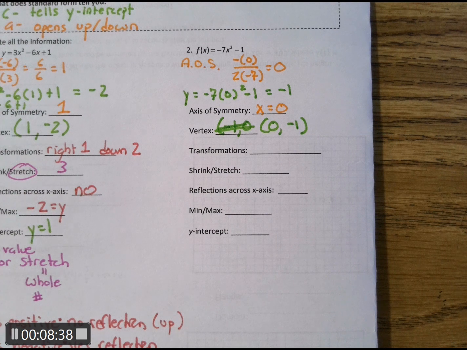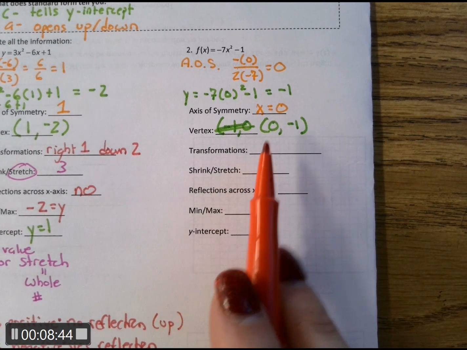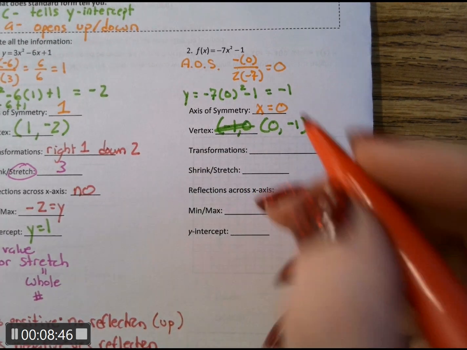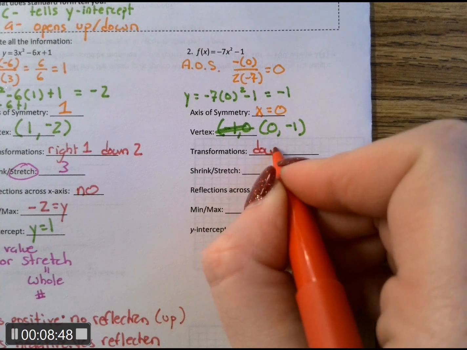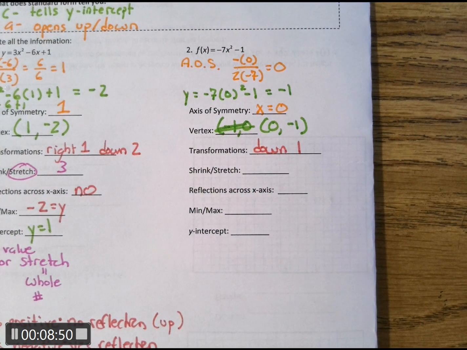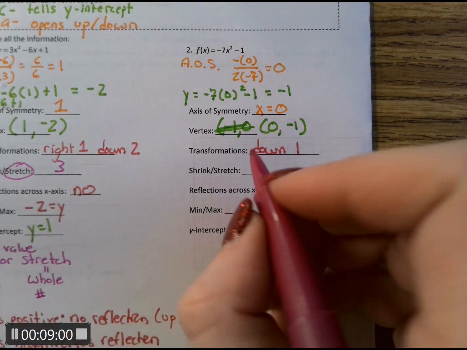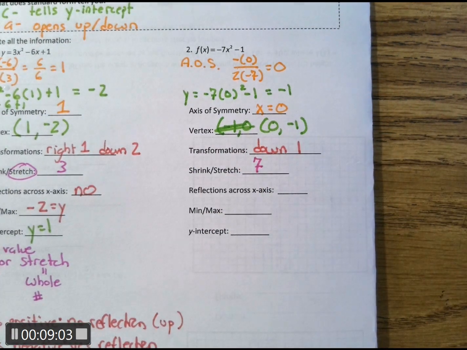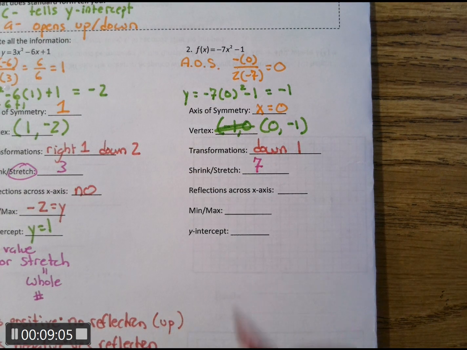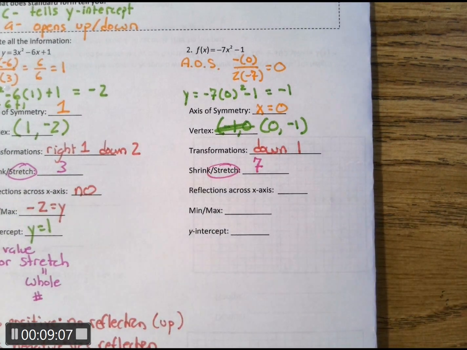Alright, and for our transformations, remember x is left and right, so no left or right change, but we are going to go down 1. And then shrink or stretch. Remember, we are looking at our a value. If a is a whole number, it is a stretch. Well, we have 7 is our a value, and therefore it is a stretch.